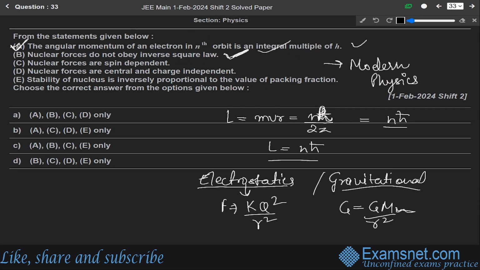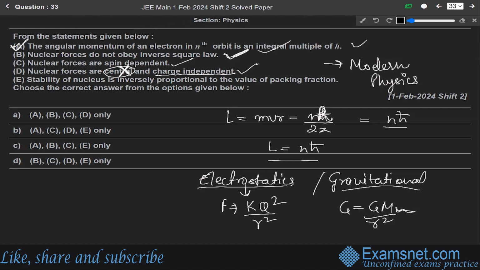The third statement is nuclear forces are spin dependent. Yes, it is correct, since we are dealing with protons and neutrons and they have their own spins. So nuclear forces depend on spin. Okay. The fourth statement is nuclear forces are central and charge independent. Charge independent is correct, but this statement is wrong, since nuclear forces are non-central forces. Central forces are like gravitational forces.